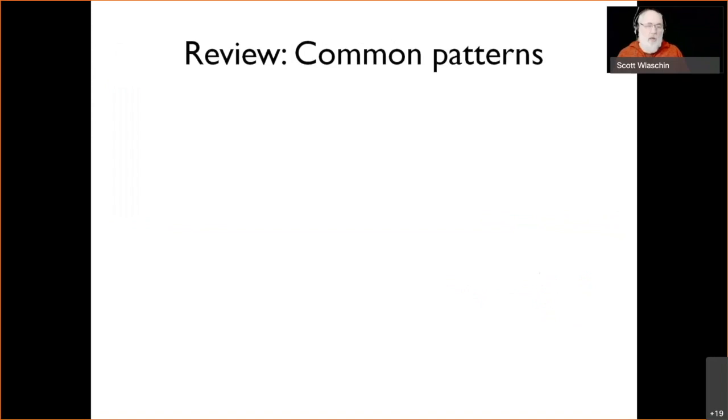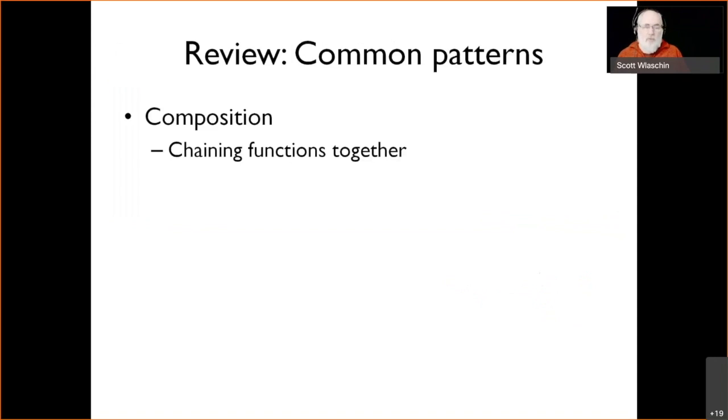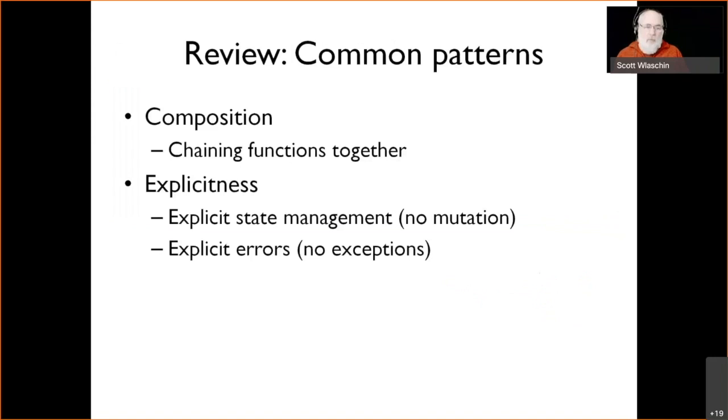So the common patterns we've done so far, we've done composition. Everything's been composition, chaining things together. And in the functional code, we have this explicit state management. We don't have any secret mutation going on behind the scenes. We're always passing the state around explicitly, which makes it very, very transparent and very, very easy to test. We've got explicit errors. We don't use exceptions. We use errors which show up in the function signature.